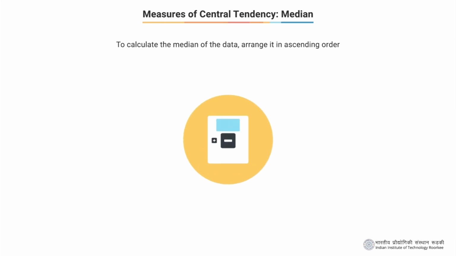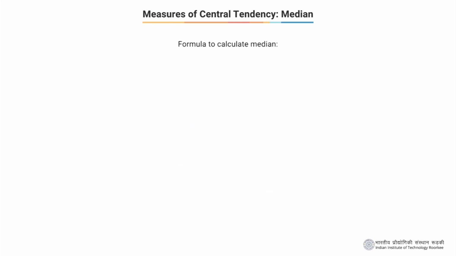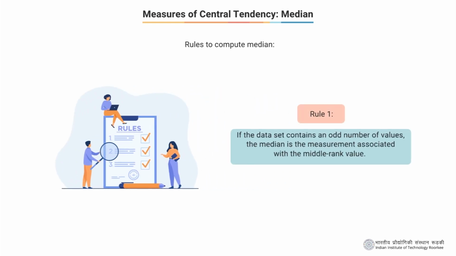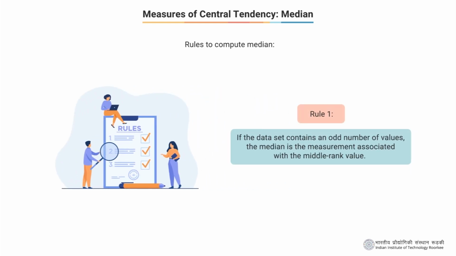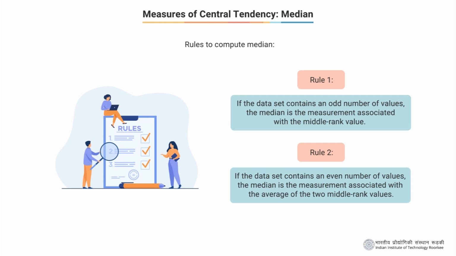To calculate the median for a set of data, first rank the values from smallest to largest and then use the equation shown here to calculate the rank of the value that is the median. Median is the (n plus 1) divided by 2 ranked value. There are two simple rules to compute median. Rule number 1, if the data set contains an odd number of values, the median is the measurement associated with the middle rank value. Rule number 2, if the data set contains an even number of values, the median is the measurement associated with the average of the two middle rank values.